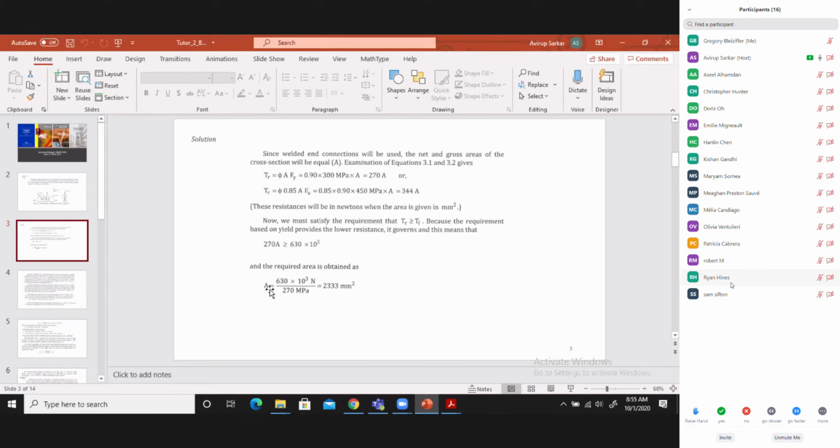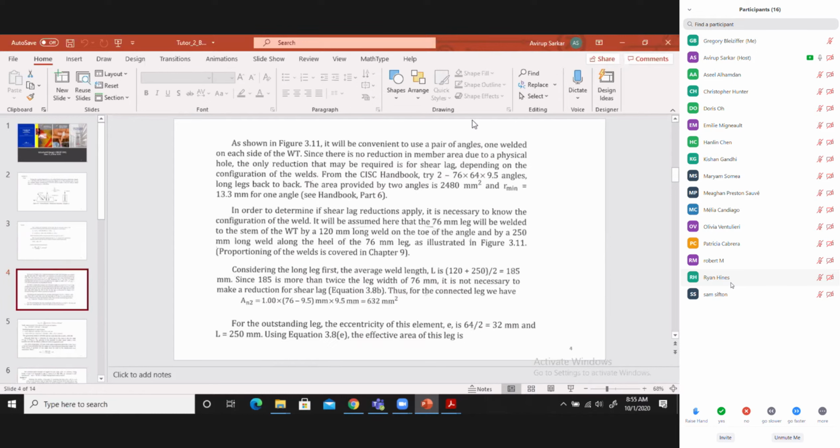So we have calculated an estimate of the required area for the cross section: 2333 millimeter square. Now, the problem type is such that we can use a welded pair of angle sections on each side of the WT, and so depending on the area we choose two 76 by 64 angle sections of thickness 9.5.